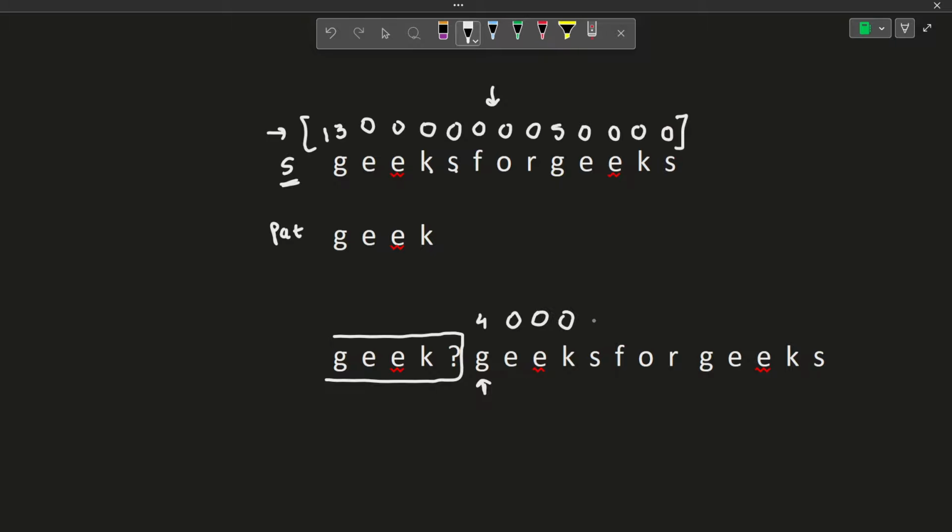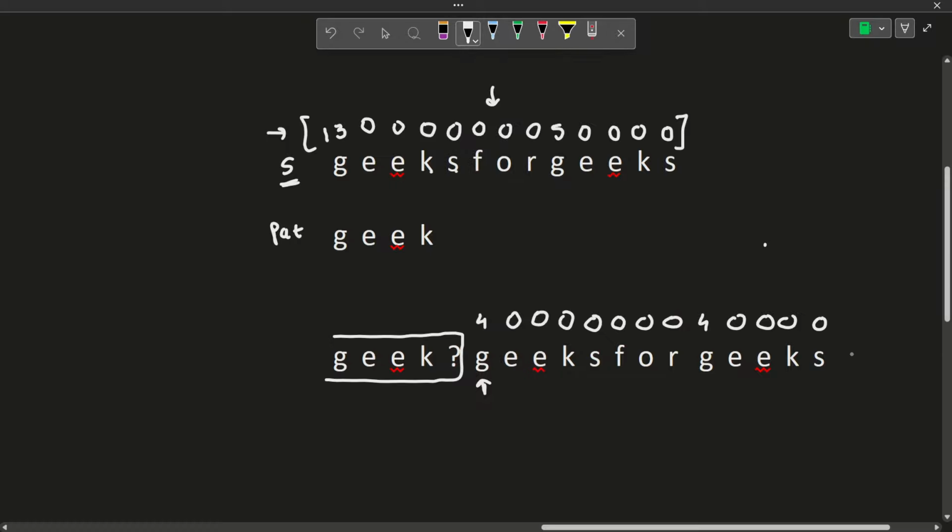So here it is 0, here it is 0, 0, 0, 0, 0, and here it is 4 again, because g, e, e, k is matching in the front as well, and then again 0, 0, 0, 0. So till now we have got no value other than 0. So let me just write some values as well.